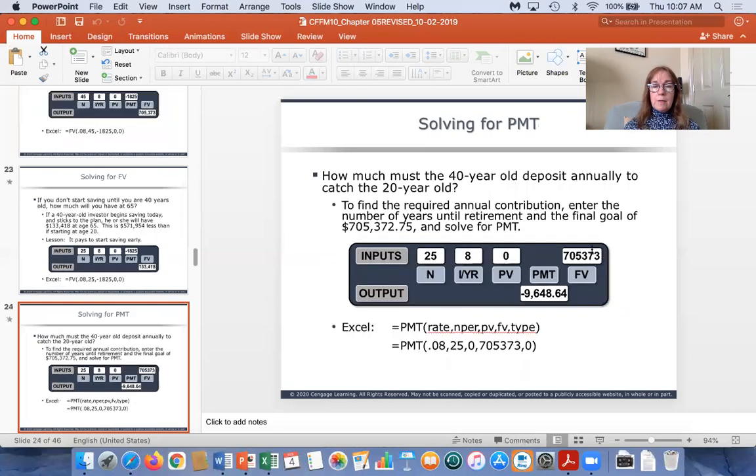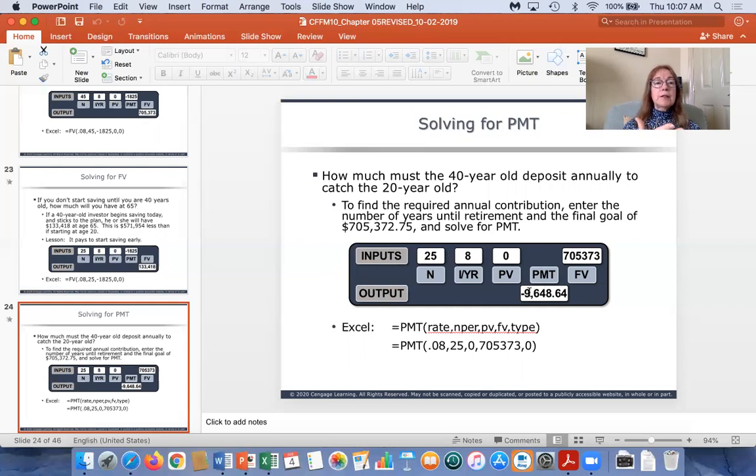This is where the 40-year-old comes in. What if you waited till you were 40, but you still want to have that $705,000 when you're 65, as if you started saving when you're 20? How much would you have to save? Okay, so here we've got the 40-year-old saving for 25 years. They want to have $705,000 at the end of this when they're 65. How much do they have to save a year?